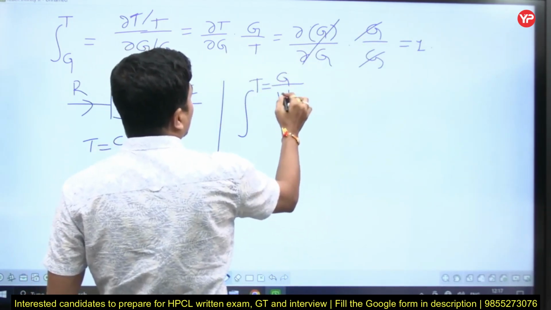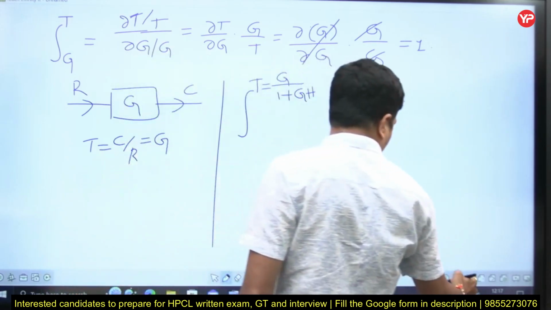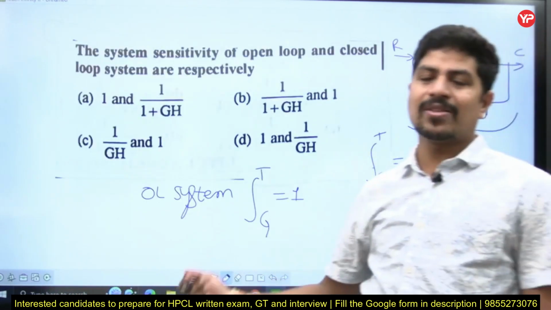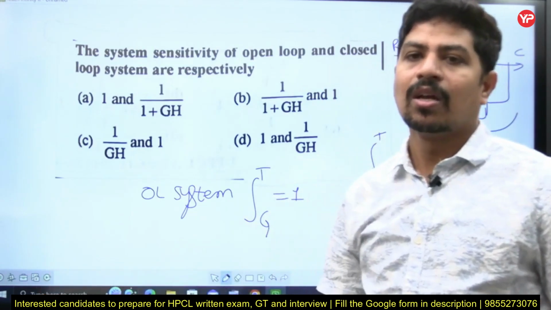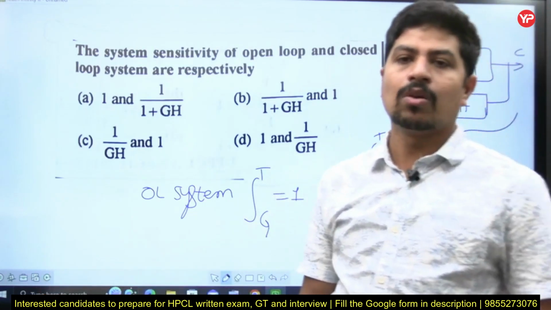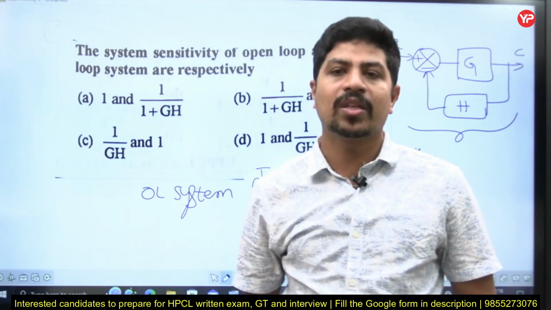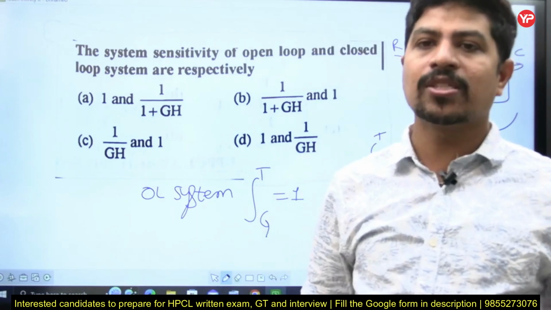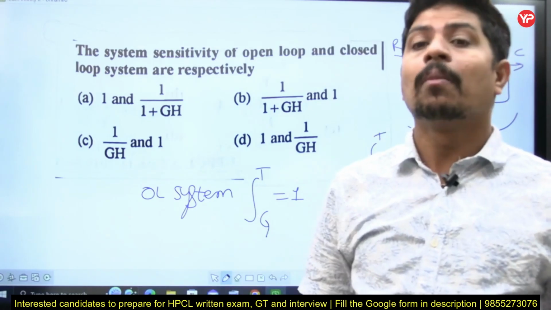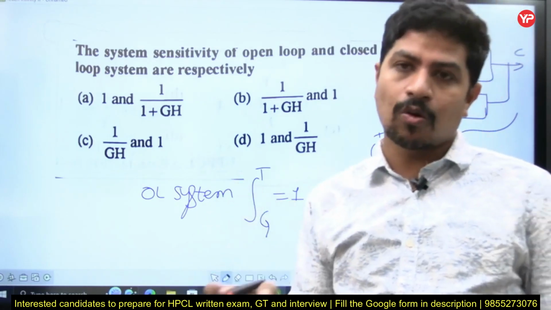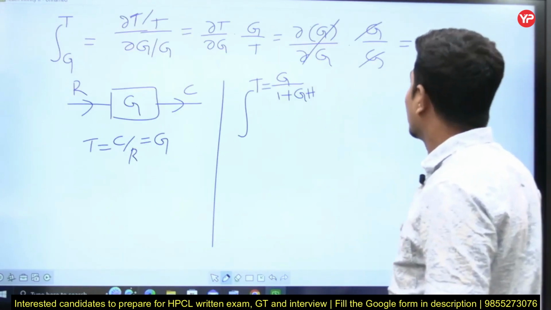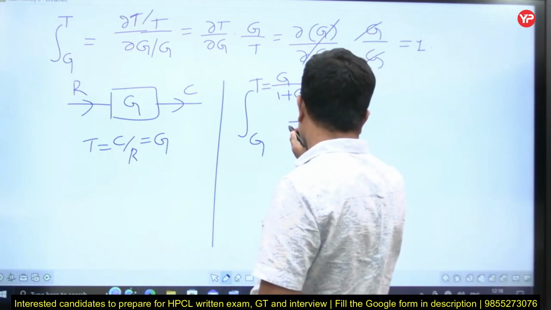G by 1 plus GH. The transfer function of this particular block diagram is G by 1 plus GH. You can apply Mason's gain formula, which I taught previously: M1 delta 1 plus M2 delta 2 and so on, by delta, where M1, M2, M3 are forward path gains. Delta is 1 minus the sum of all the individual loop gains, plus the sum of products of 2 non-touching loop gains, minus the sum of products of 3 non-touching loop gains, and so on. It continues. Or you can use block diagram algebra also to find its transfer function.